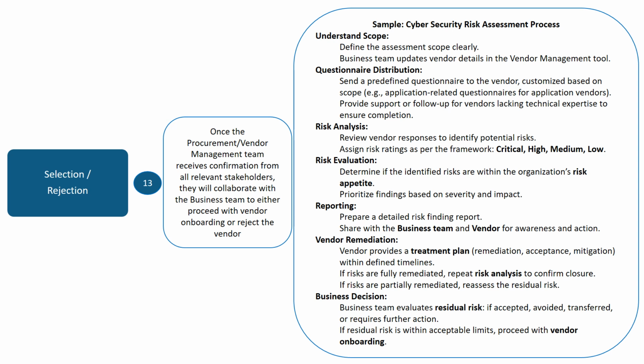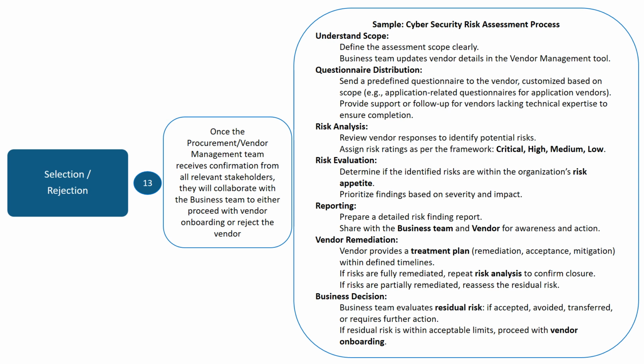The results are pulled together in a risk report. This is shared with the business team and the vendor, so everyone is aware of the findings and the next steps. The vendor then takes action through remediation. They prepare a treatment plan that might involve fixing the issues, accepting certain risks, or implementing mitigating controls. If risks are fully fixed, the analysis is repeated to confirm closure. If only partially fixed, the remaining risk, known as residual risk, is carefully reassessed.